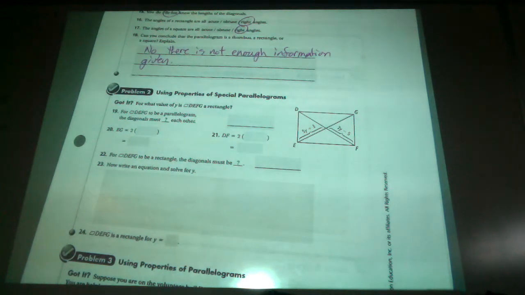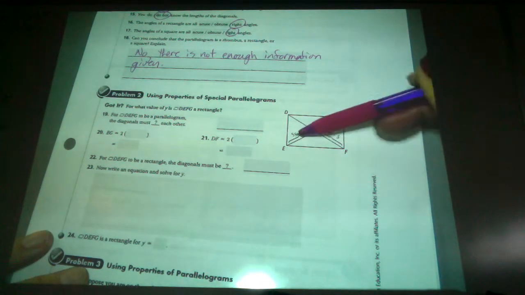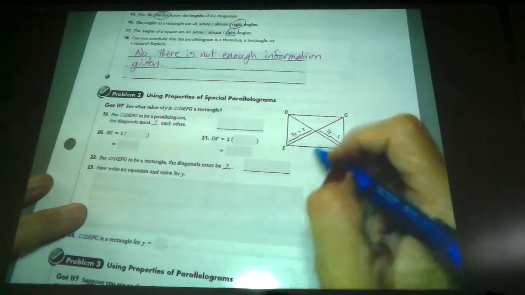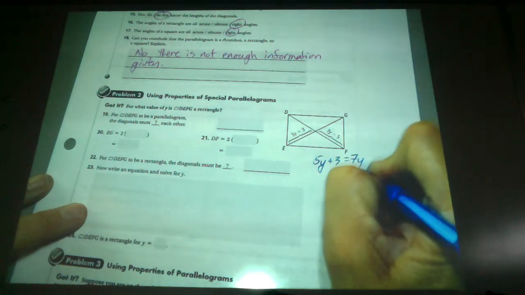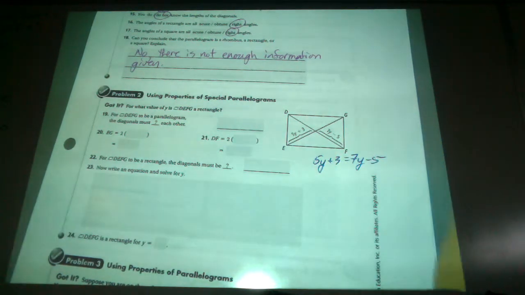So for what value of y is parallelogram DEFG a rectangle? So y is associated with a side length or an angle? A side length. And if this were a rectangle, what would I know about these pieces? They would be congruent. So we're going to set them equal to each other. I'm going to ignore what they put in here. So we're going to set them equal, and we're going to solve for y.